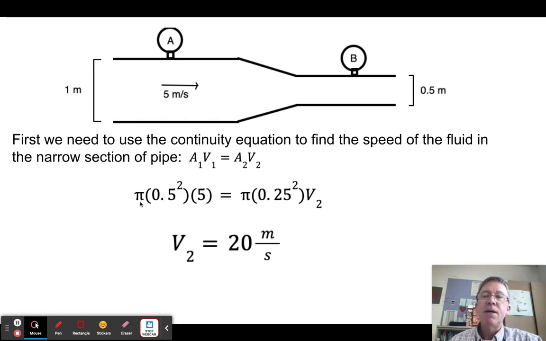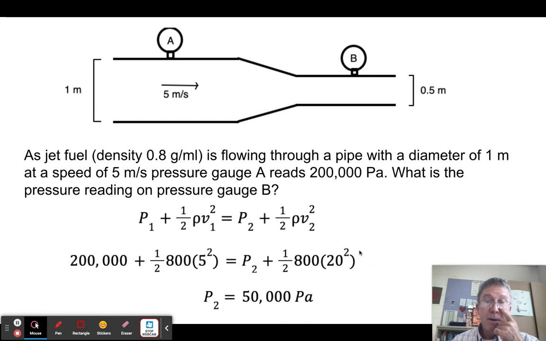So I'm going to say pi r squared times the velocity is equal to pi, in this case, r is 0.25 squared times this velocity. And when I solve this velocity, I get 20. And it makes sense because the area is going to be 4 times smaller here, and therefore the velocity should be 4 times bigger. Now, I'm going to go here and say, all right, let's just solve this. There's no change in gravitational potential. I'm not going uphill, so I don't have to worry about that.